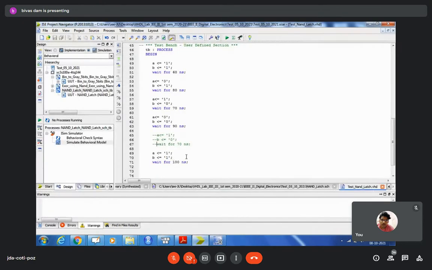Let me go back to this one. At which instant was AB 00? It started for 0 to 60 nanoseconds, then 80 nanoseconds, that means 140, plus 70, 140 plus 70 means 210, plus 90, that means 300. So till 300 nanoseconds I have this set of values. And from 210 to 300, I have AB both 0. And at 300 nanoseconds, from 300 to 400 nanoseconds, I have made AB both 1. Now let me see what happens.